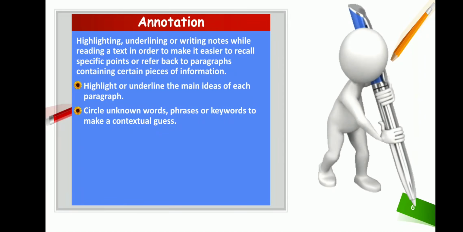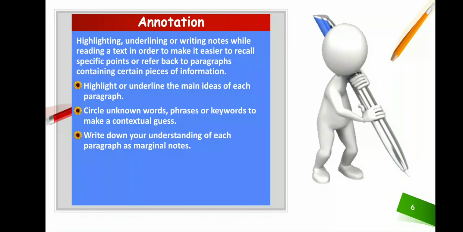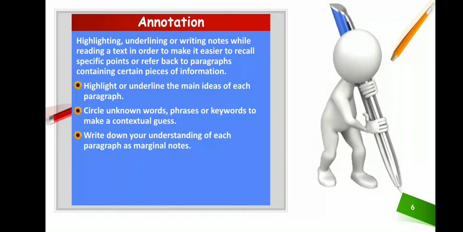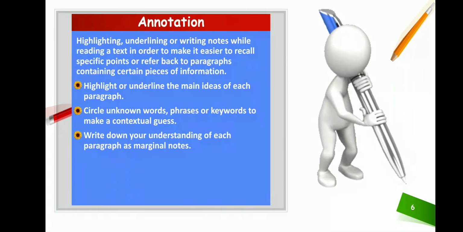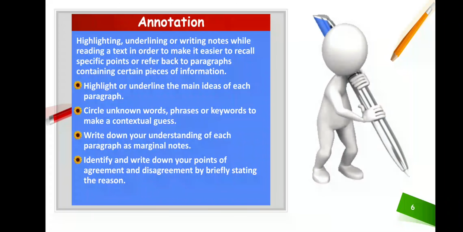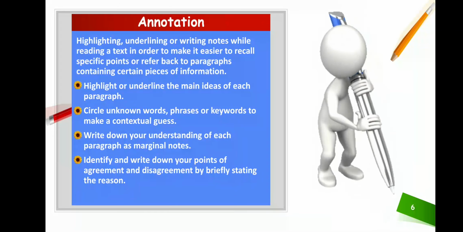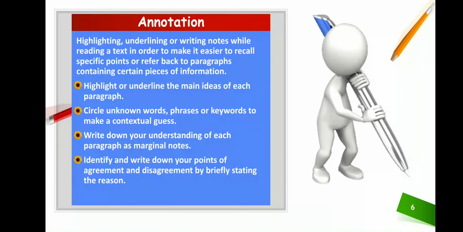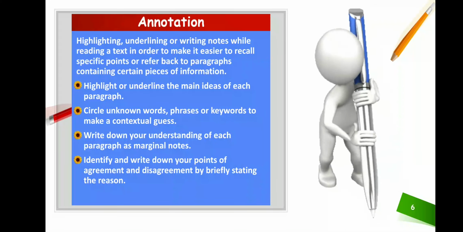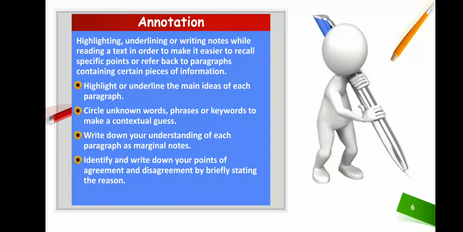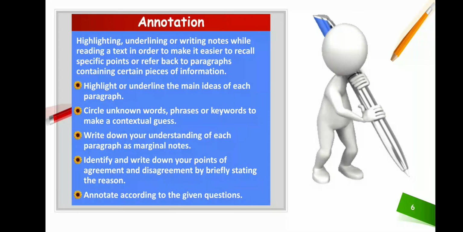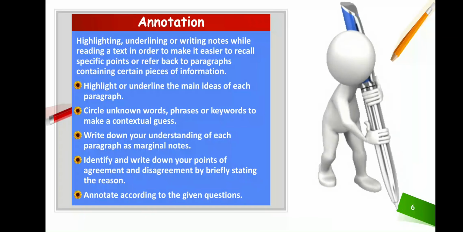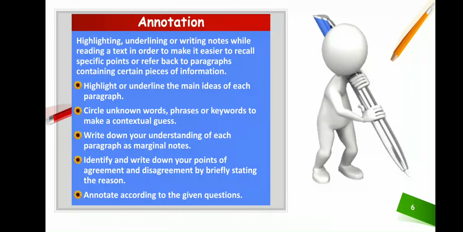In addition to that, writing down individual understanding of each paragraph as marginal notes makes it easier to write answers to questions based on the text. Moreover, identifying points of agreement and disagreement as well as briefly writing down the reasons can be very useful to construct a strong argument while writing a question answer or an essay based on the text. Lastly, it is important to annotate according to the questions that follow the text during an exam or a class activity because in that way we can save our precious time.